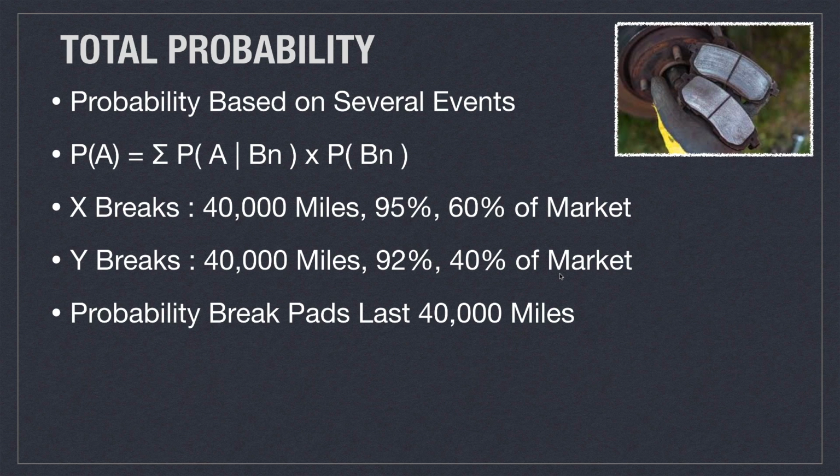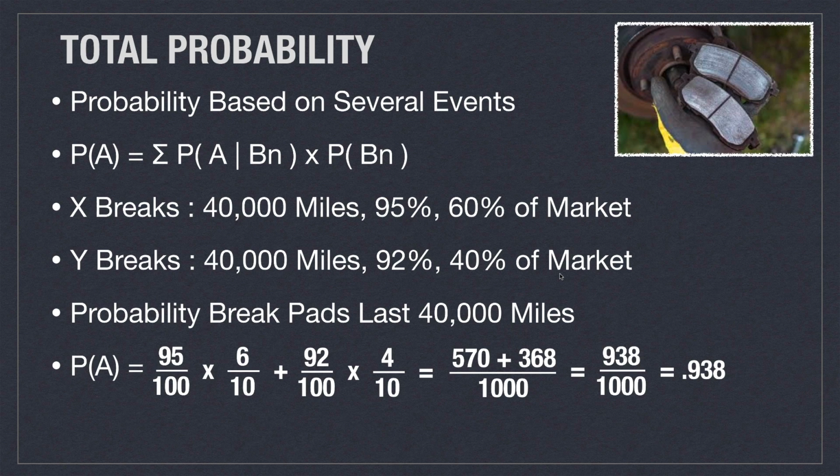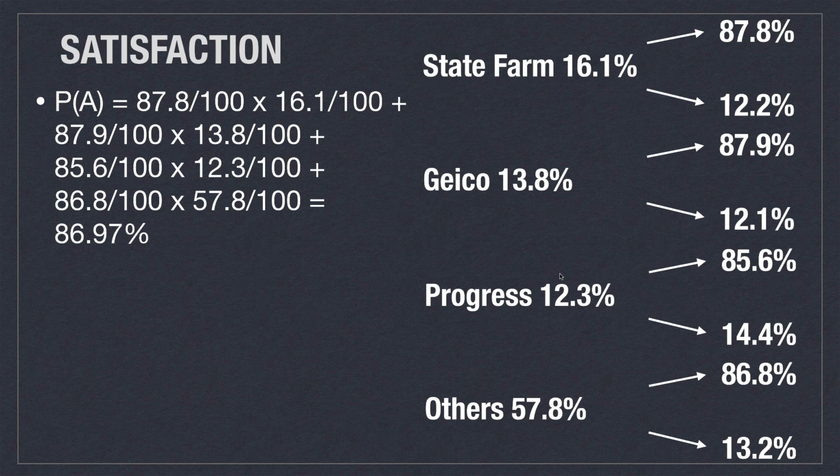Now we find the probability of a random purchase allowing us to travel 40,000 miles, and we can see here that that works out to 93.8%. And anytime you want the marginal probability of multiple different events that are identical, what you will know that you are looking for is what is called the total probability. And here, just to reinforce this, is another example.